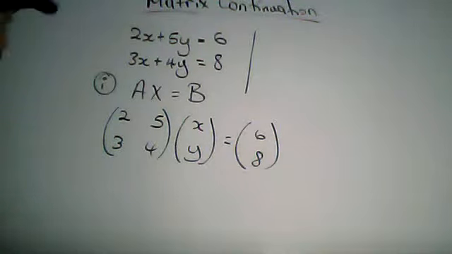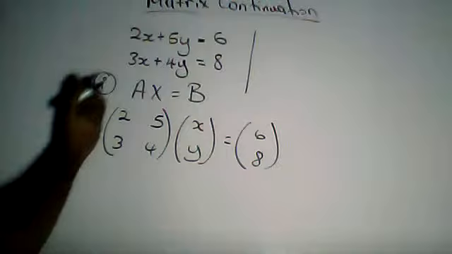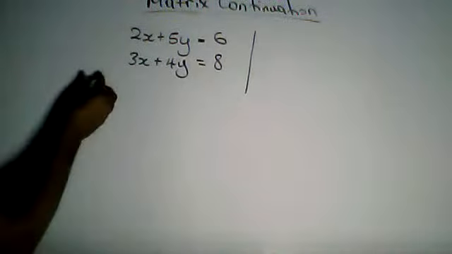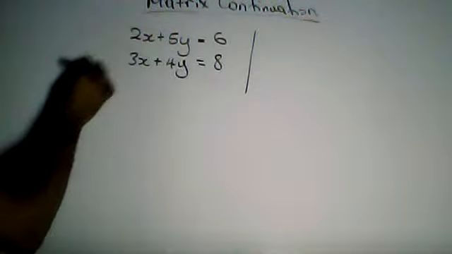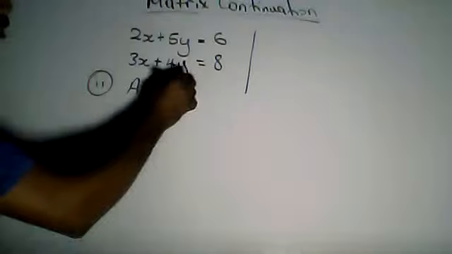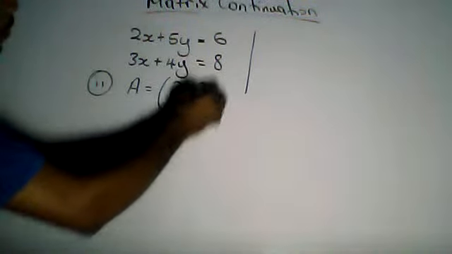All right, so let's move on to the second part of the question. Calculate the determinant of matrix A. So they want the determinant for matrix A. So I'm going to erase this. They want the determinant of matrix A. So A was equal to 2, 5, 3, 4.